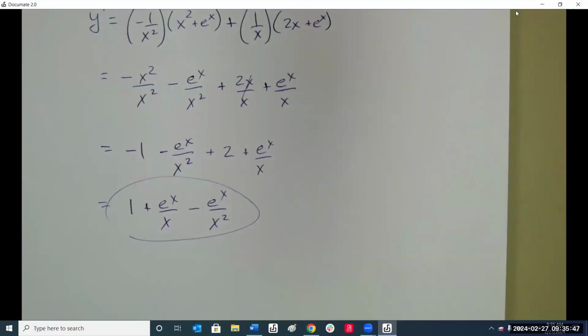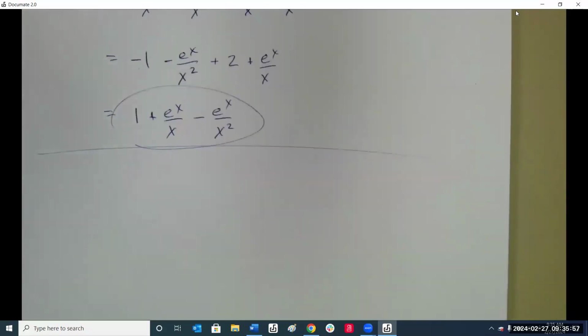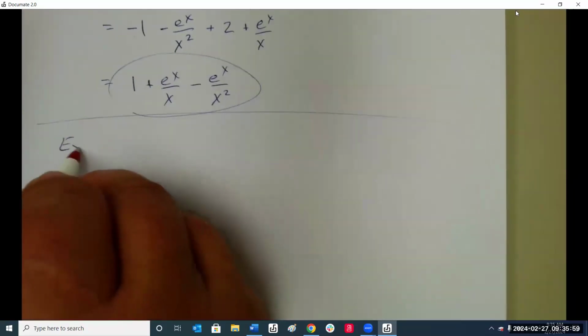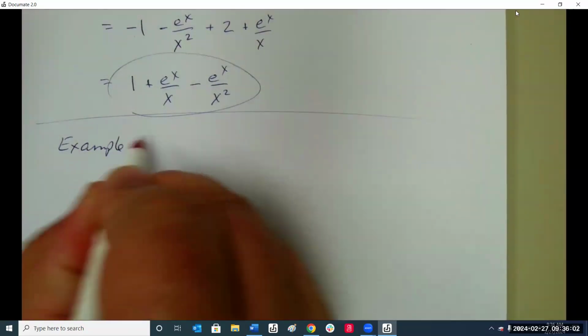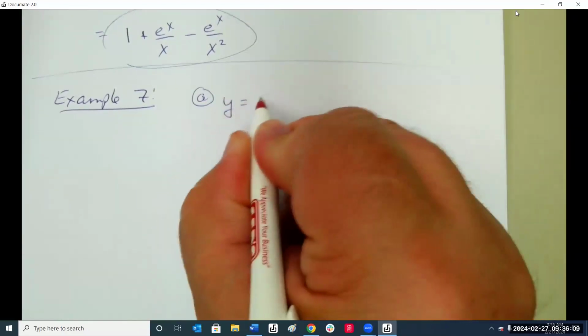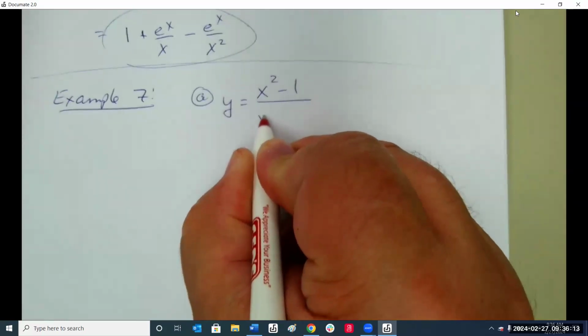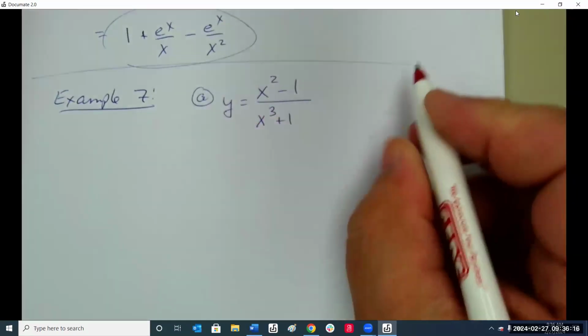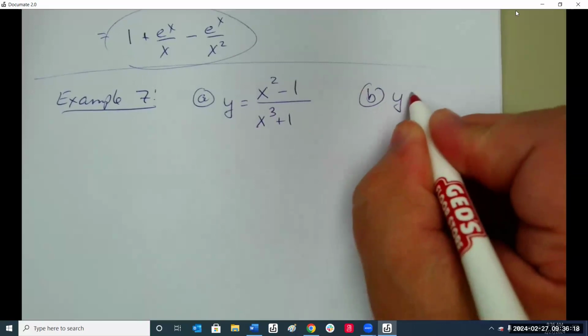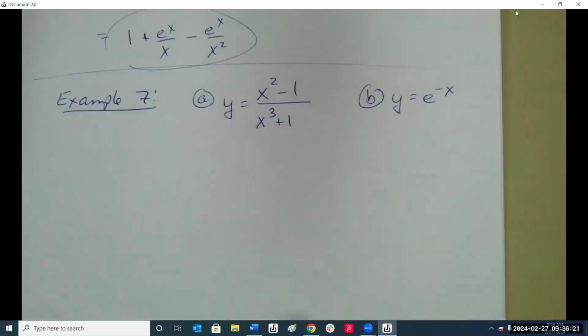What's our next example? Any questions so far? Example 7. A equals x squared minus 1 over x cubed plus 1, and b equals e to the power negative x.